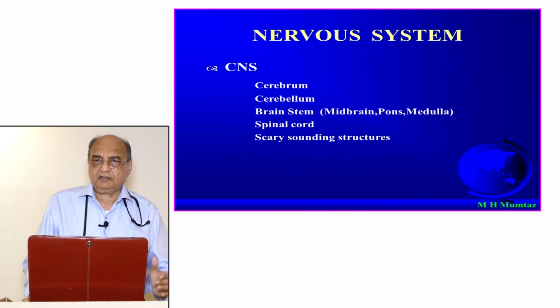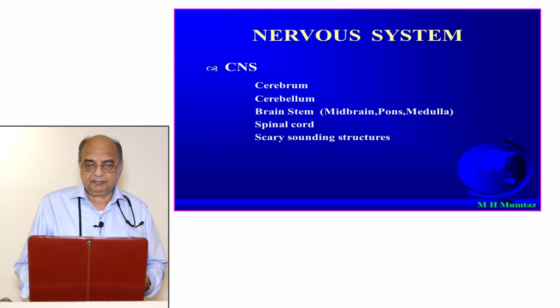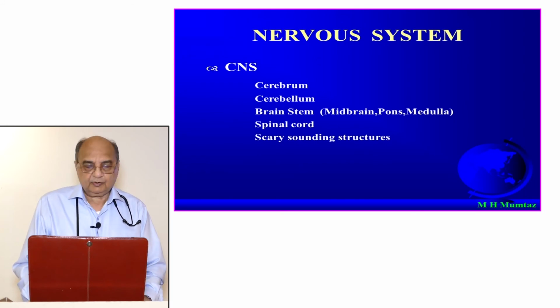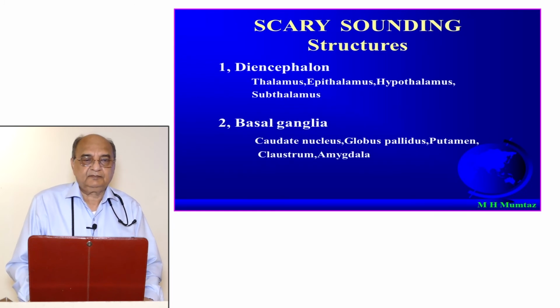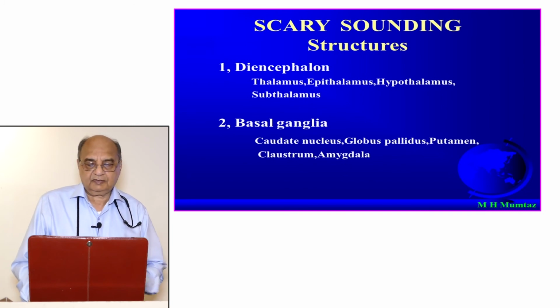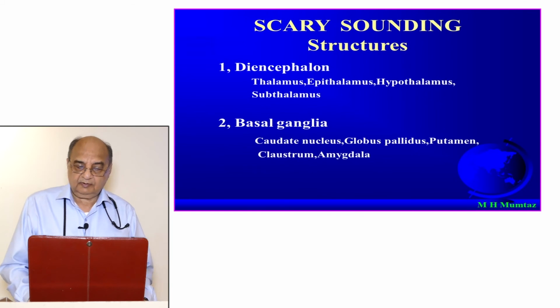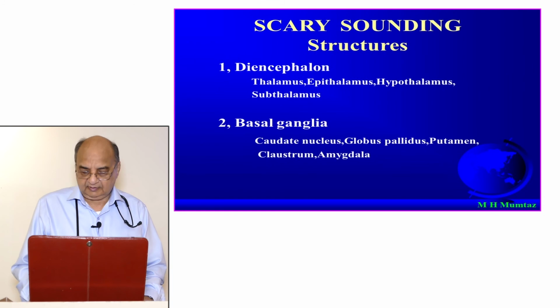In the central nervous system, the brain has different portions like cerebrum, cerebellum, brainstem, spinal cord, and some sort of scary sounding structures like diencephalon and basal ganglia. In diencephalon: thalamus, epithalamus, hypothalamus, and subthalamus. Then in basal ganglia, you've got caudate nucleus, globus pallidus, putamen, claustrum, and amygdala.